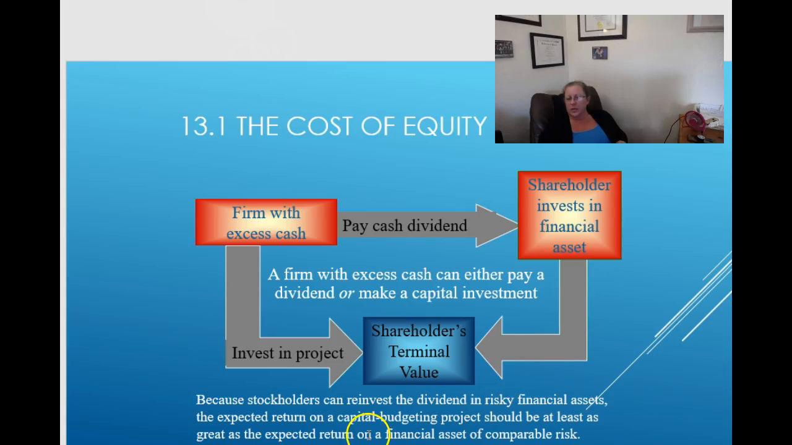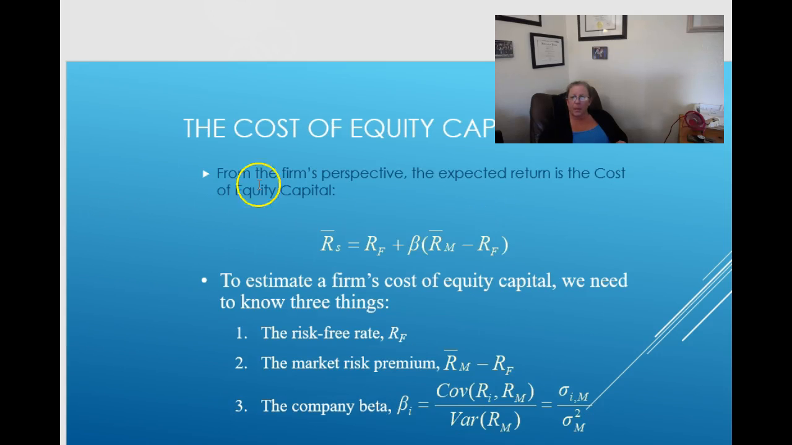The expected return on a capital budgeting project, if they decided to invest in the project instead, should be at least as great as the expected return on a financial asset of comparable risk. So, from the firm's perspective, the expected return is the cost of equity capital.